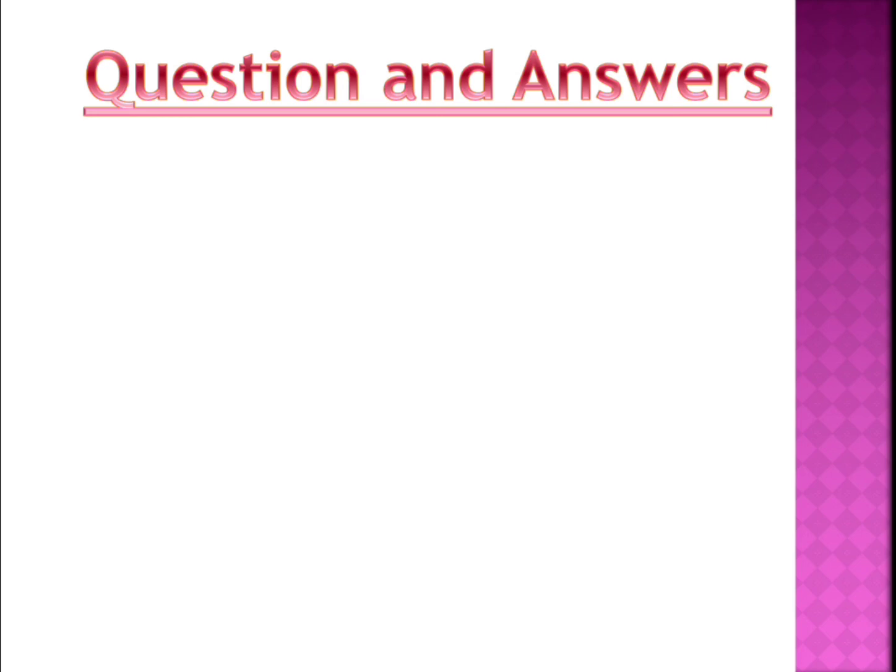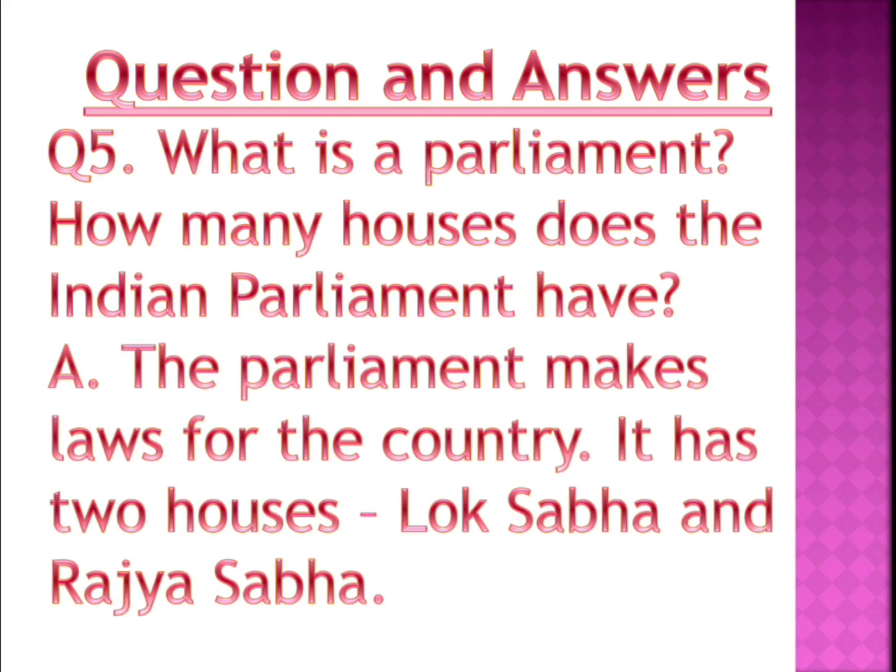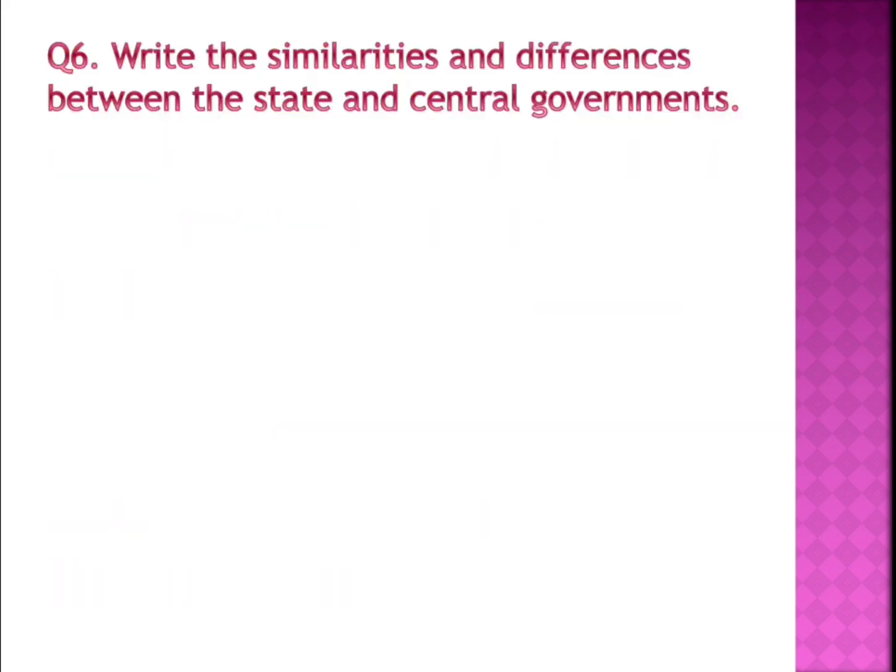Coming to your question answers. What is parliament? How many houses does the Indian parliament have? So the parliament makes the laws of the country. It is the legislature of the country, isn't it? It makes the laws. And how many houses does it have? Two houses, Lok Sabha and Rajya Sabha. In Lok Sabha, there are 552 members, and in Rajya Sabha, there are 250 members who will be discussing the law.